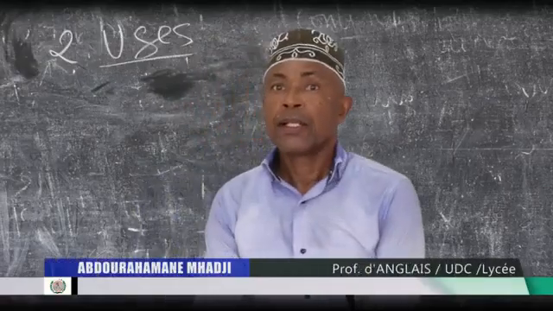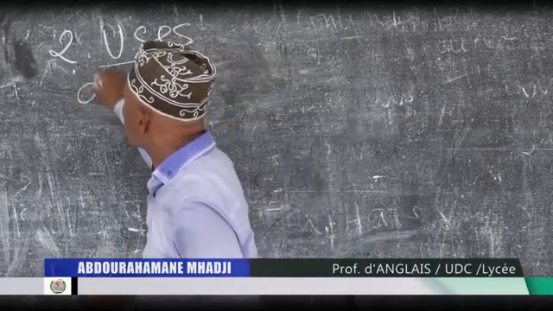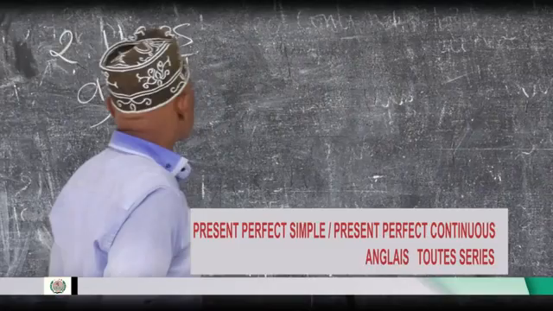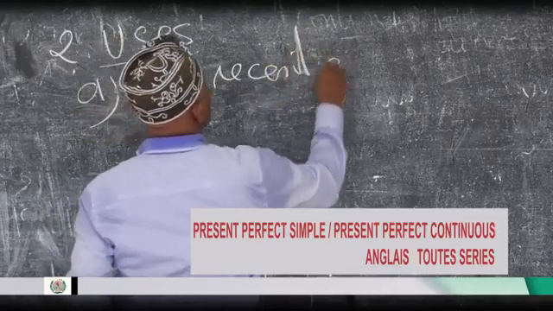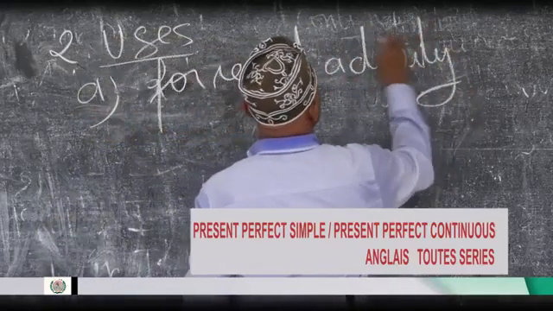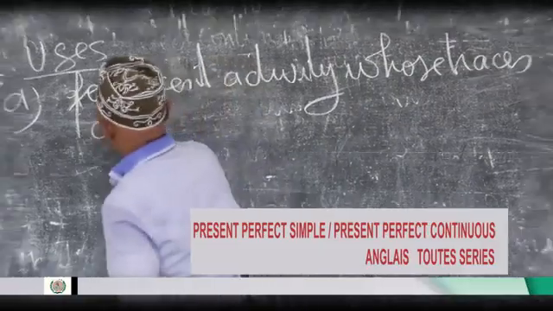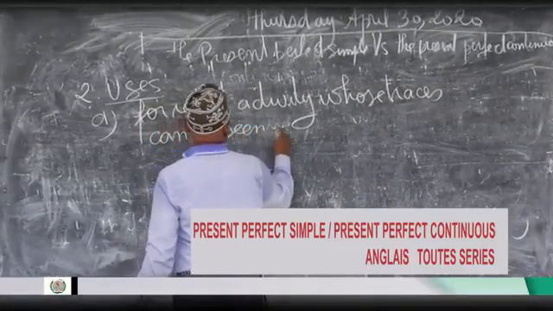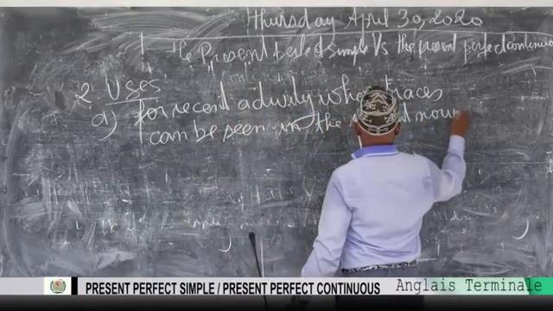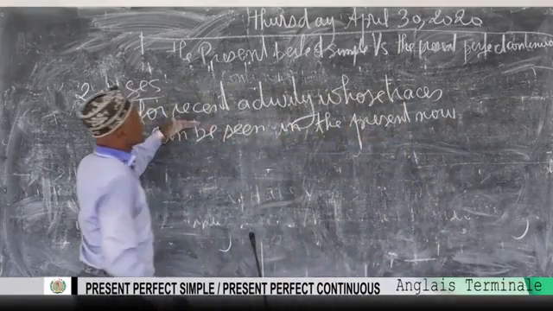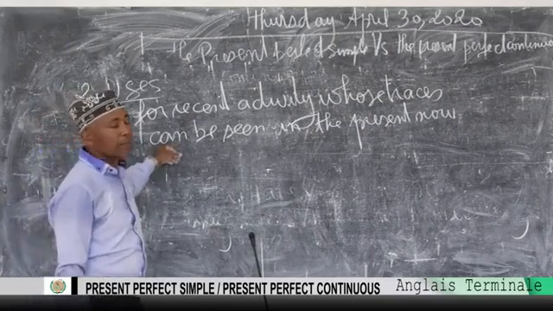Okay, now let's move on to its uses. It has two main uses. First, we use it for a recent activity, whose traces can be seen in the present time. Okay, for a recent activity or action whose traces can be seen in the present time.